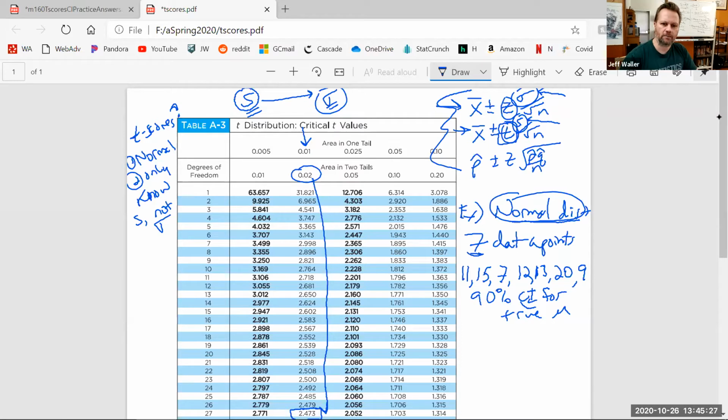I know it's not going to be the p hat one because I'm not talking about percentages. I'm talking about means. And I don't know sigma, so it can't be that one. It's got to be this middle one. So let me rewrite this down here. So I've got to use this one.